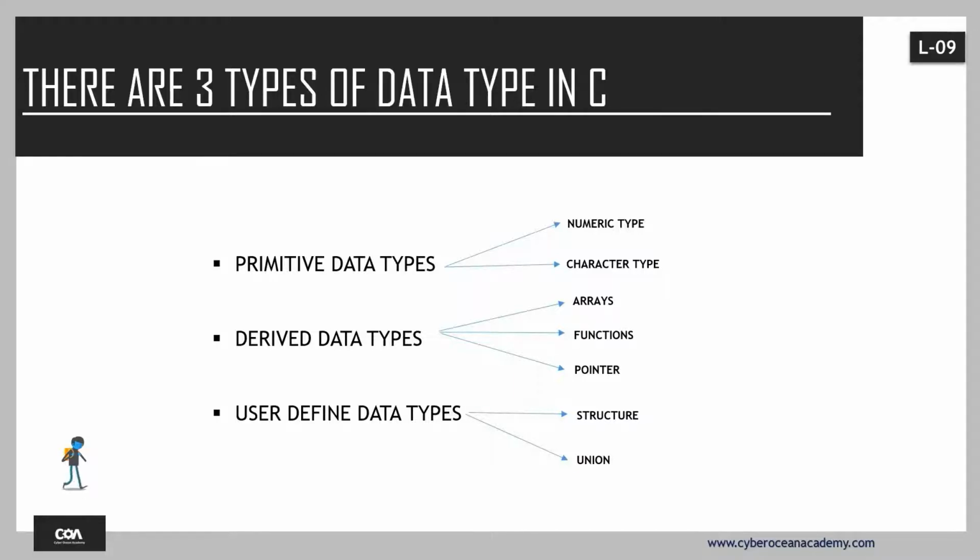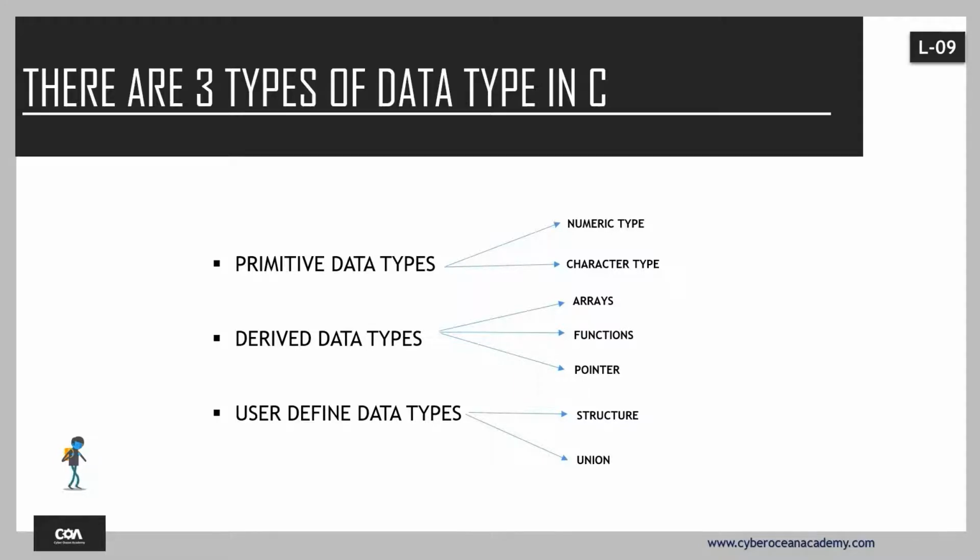After primitive data types, we have derived data types. As the name suggests, derived data types are derived from primitive data types. Examples of derived data types are arrays, functions, and pointers. So with the help of primitive data types, we can make a derived data type. We have different chapters for arrays, functions, and pointers, where we will discuss derived data types in detail.